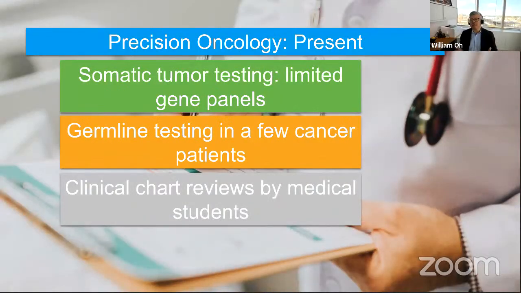So what is our present state for precision oncology? Well, we do somatic tumor testing. Most people are ordering limited gene panels. There's actually quite a lot of data that a lot of patients are not getting tested at all, which is a terrible thing. And this includes the United States and Europe and Asia and many other continents. There's just not enough testing.